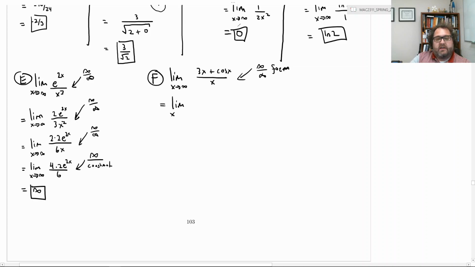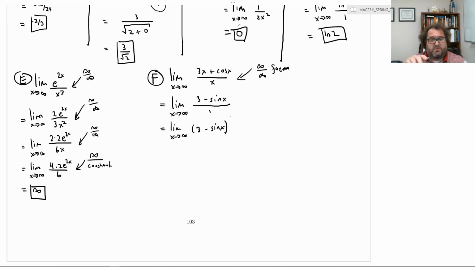So we differentiate the numerator and denominator individually, and we get what? 3 minus sine x, if we differentiate the two terms in the numerator individually and the denominator individually. That just leaves us, without a fraction, with this. We can't apply L'Hopital's rule again because we don't have a quotient. So let's think about what's going on there. What does that graph look like? We should be able to think about the graph here and know what the answer is.